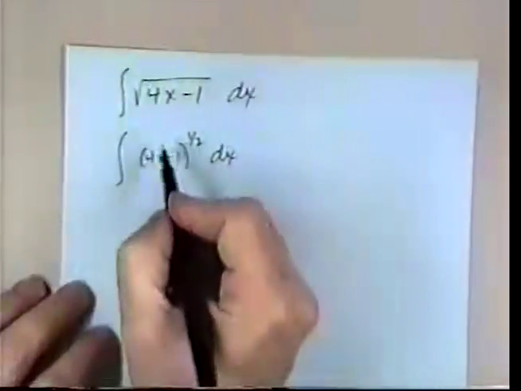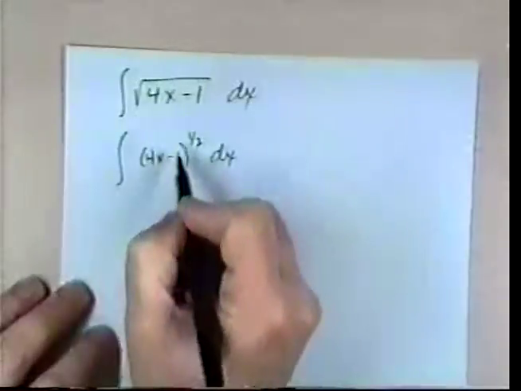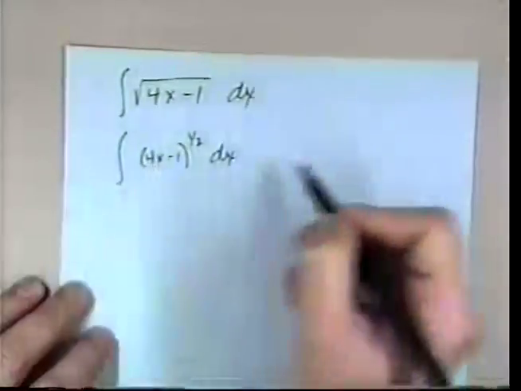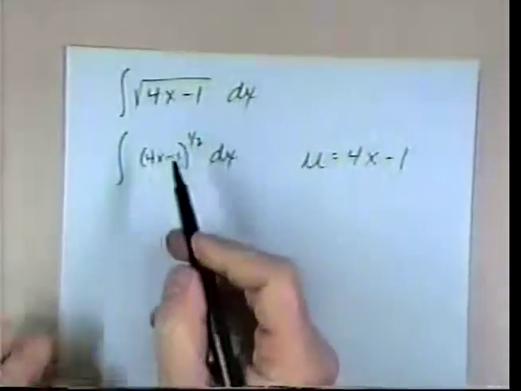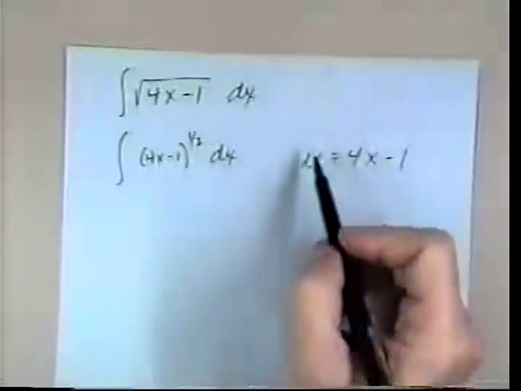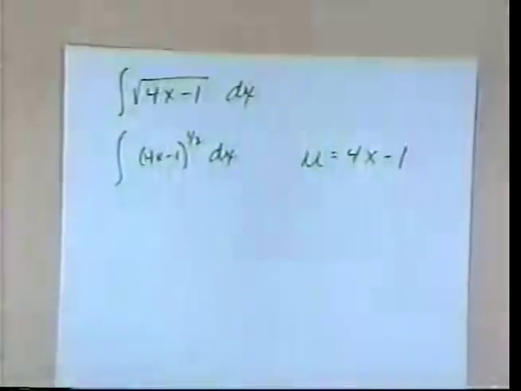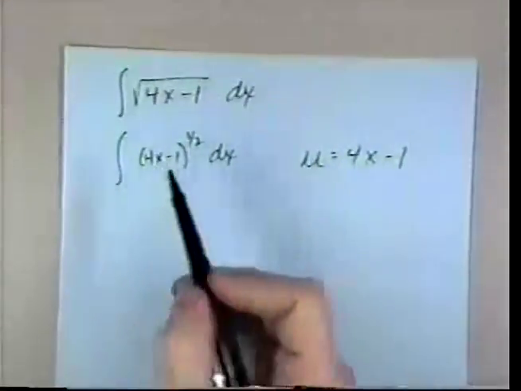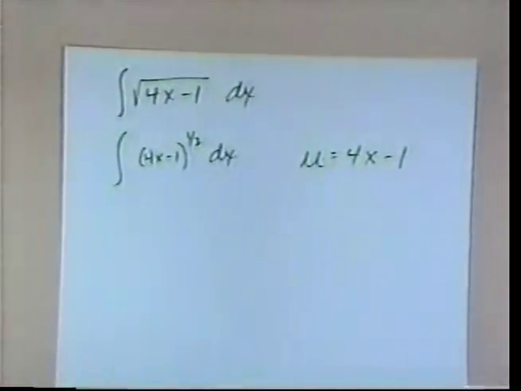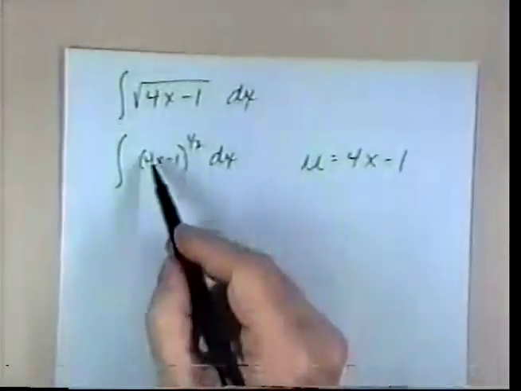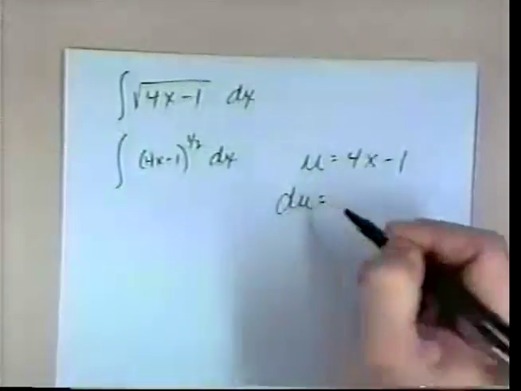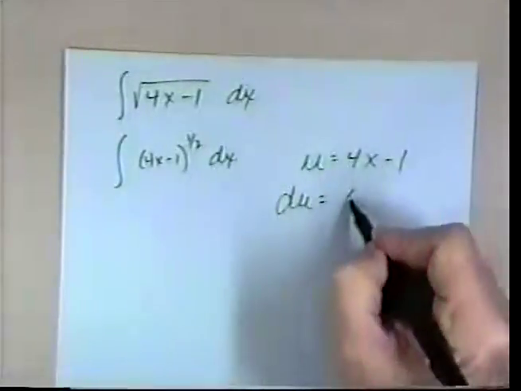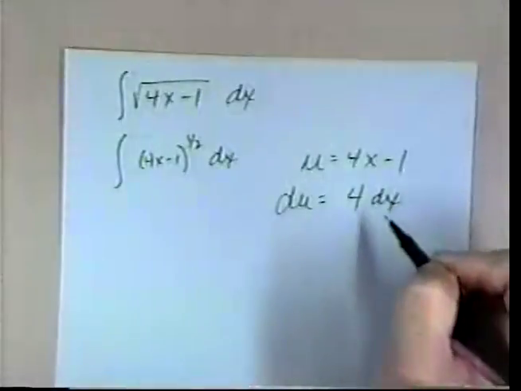And again, I don't have much choice here to substitute, so I'm going to let u be 4x minus 1. Now, how do you know what to substitute for u? In general, you're looking for something that is a function and something that is its derivative, and we'll see some stuff that's a little more complicated in a minute. But right here, I'm going to let u be 4x minus 1. So in that case, du, the derivative of this, is 4 dx.